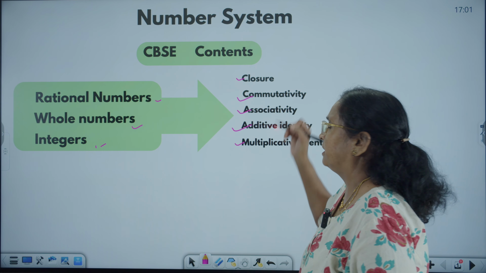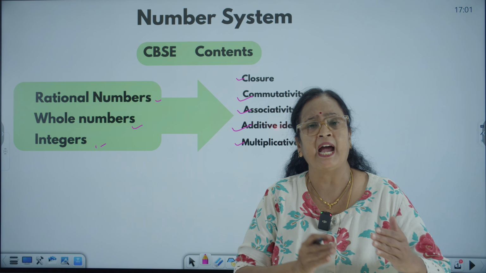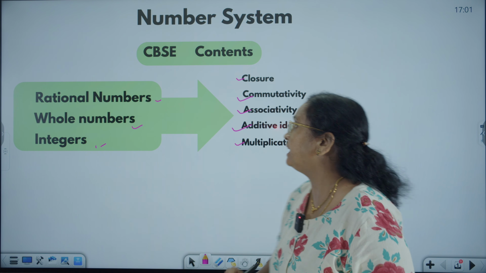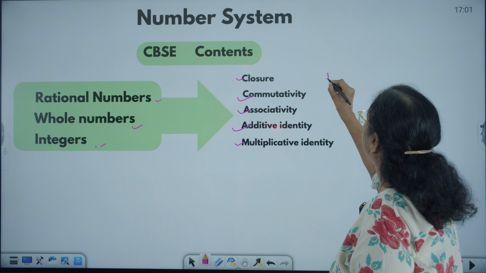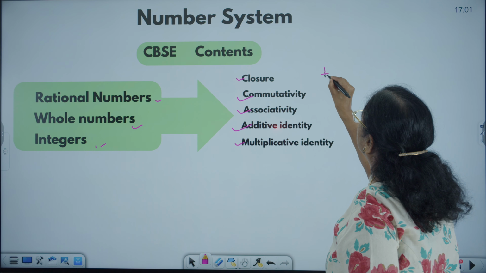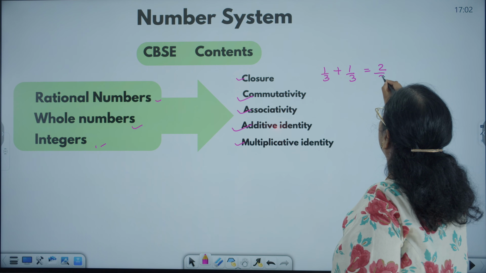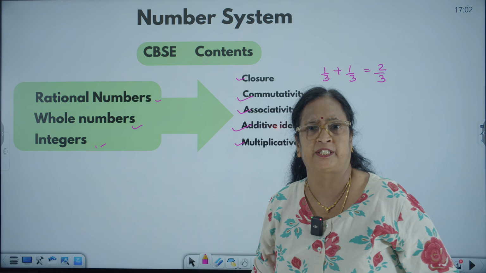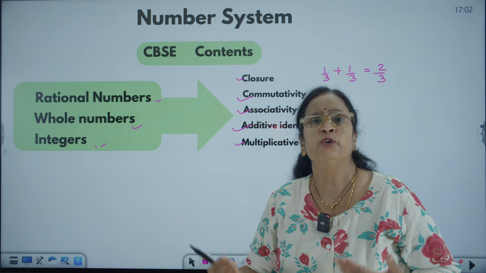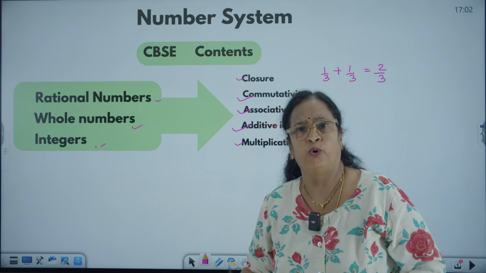Now, in closure, what do we learn? Like, let me give you an example. Suppose we take rational numbers. If we add 2 rational numbers, alright, 1 by 3 plus 1 by 3, we get 2 by 3, which is also a rational number. Same thing applies for the closure property of whole numbers. You add whole numbers, you subtract, you multiply, you get back the same whole numbers.